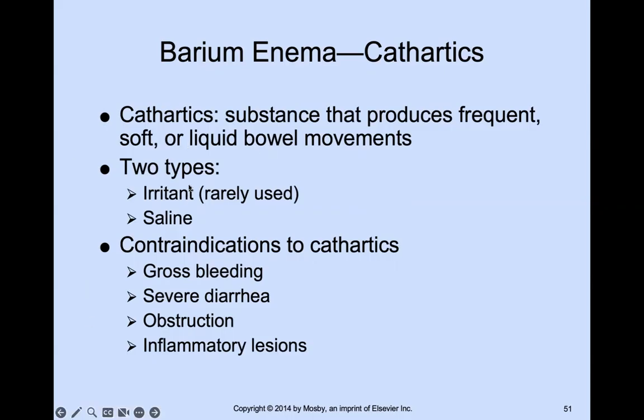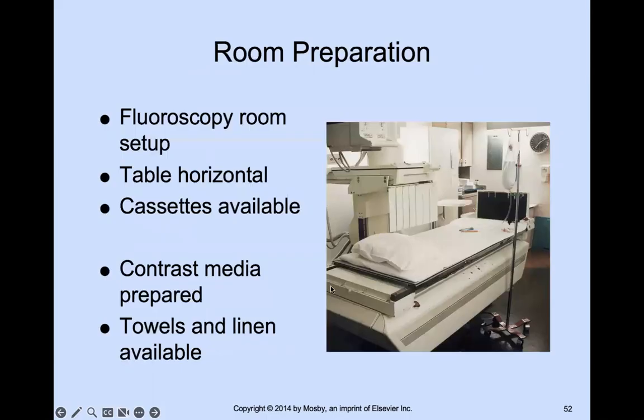The two types of cathartics that we're going to use. Again, cathartics are substances that produce frequent soft or liquid bowel movements. The two types are irritants and saline. Saline is going to be the most common. You do want to know the contraindications to cathartics: gross bleeding, severe diarrhea, obstruction, or inflammatory lesions.